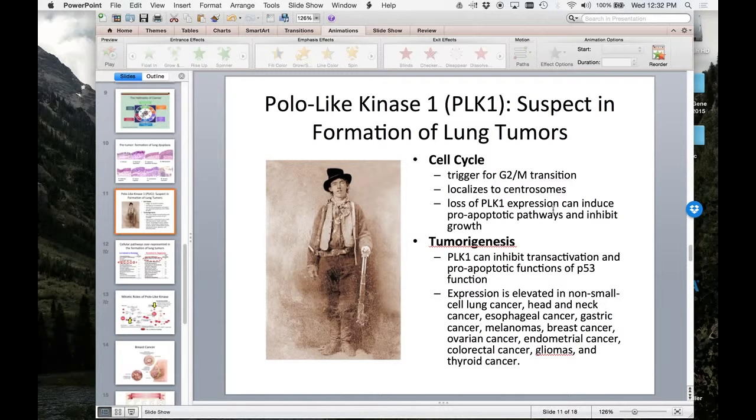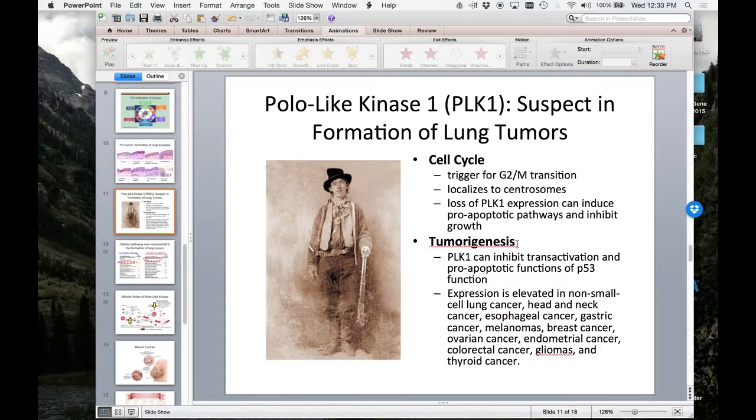So it localizes to the chromosome. If the cell wants to divide, it uses this gene to make the cell proliferate. Here's what happens if you lose this protein: you induce pro-apoptotic pathways. That means the cell dies and you inhibit the cell growth. So whatever it is, it's absolutely required for the cell to keep dividing.